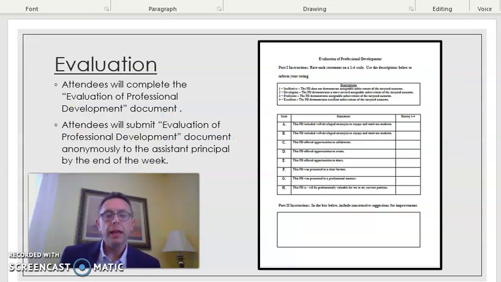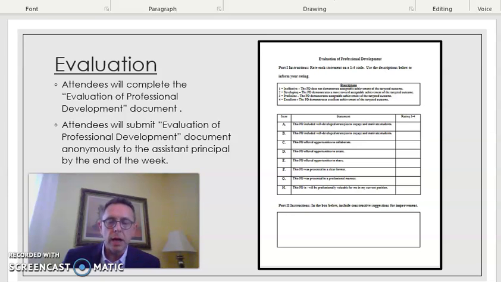Okay, the final thing that is part of this lesson is an evaluation. For every PD experience that we offer our teachers during the school day at Southside, we give this evaluation form. Attendees will complete the form. It's called the Evaluation of Professional Development document, and they fill this out. There's a 1 to 4 scale. 1 is insufficient. 4 is excellent. They essentially rate the PD experience on a number of categories. They then submit that evaluation completely anonymously.